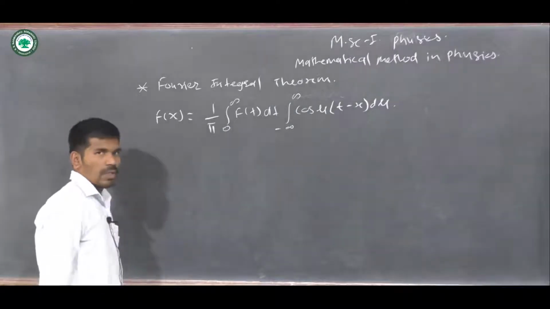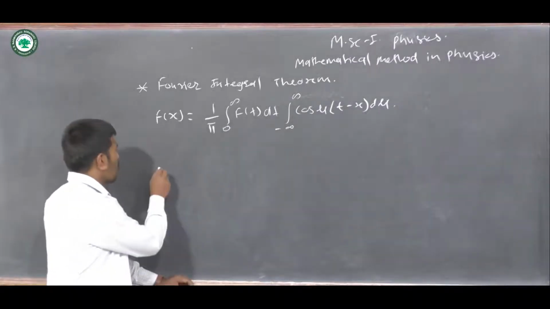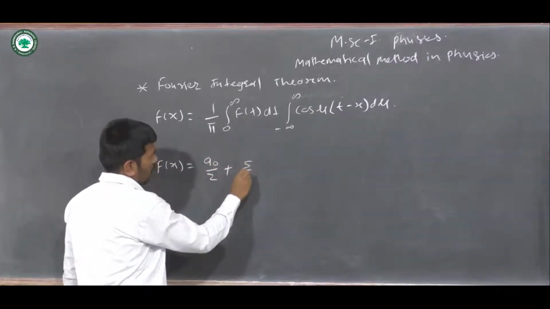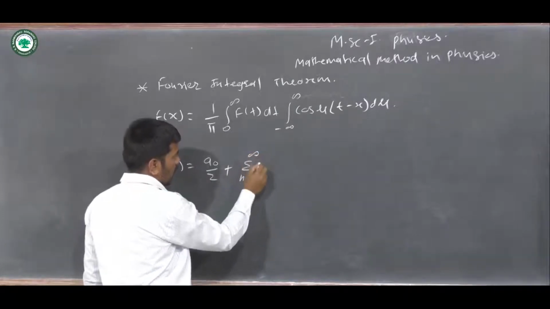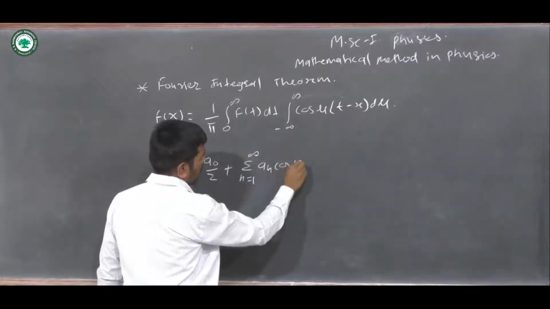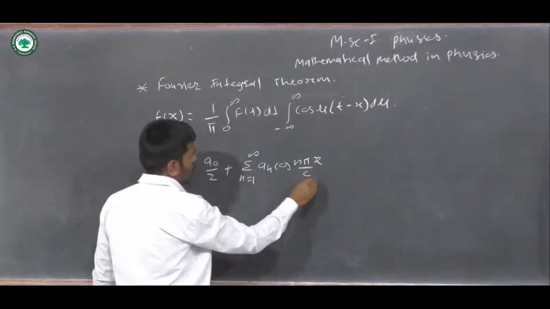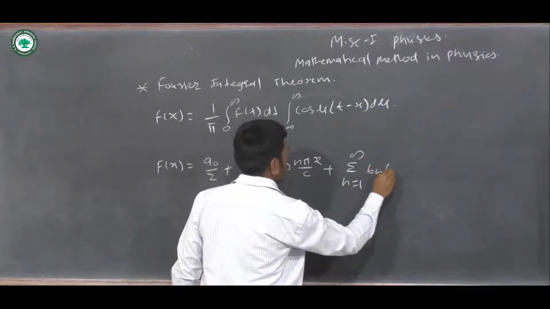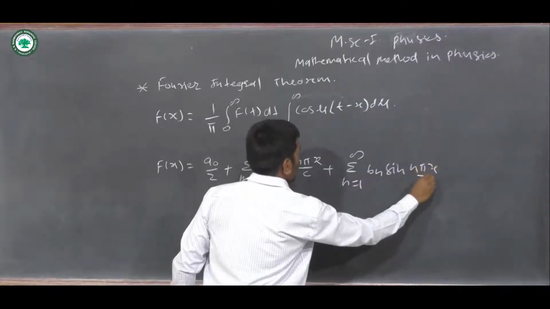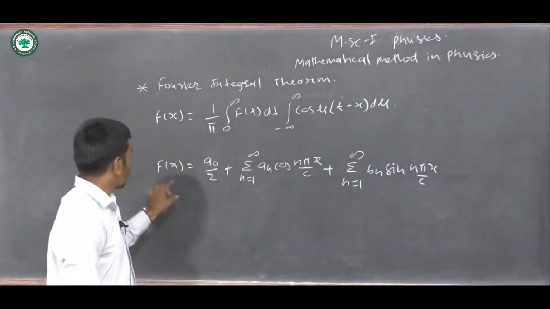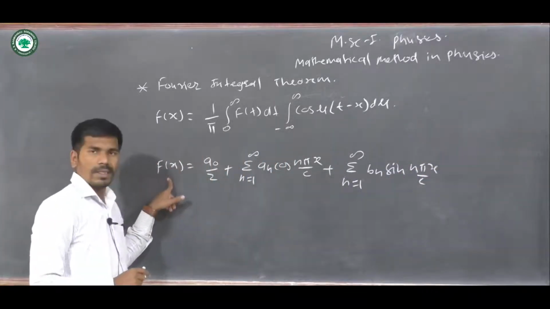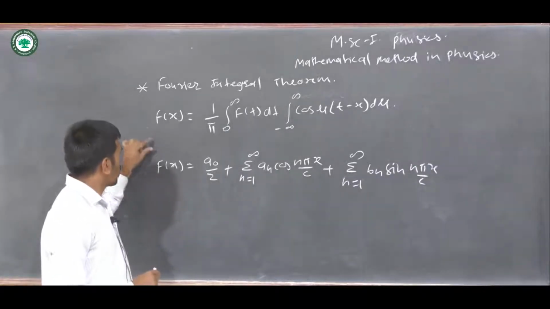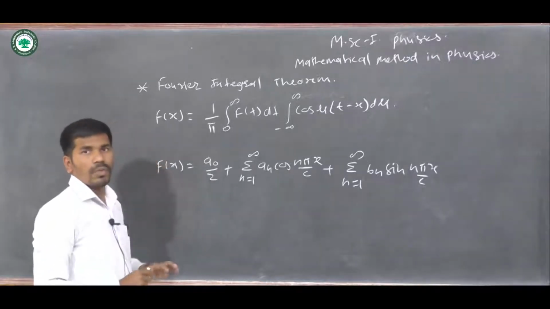So by considering the Fourier series. Okay, so we know the Fourier series, that is f of x is equal to a naught over 2 plus summation n is equal to 1 to infinity a n cos n pi x over c plus summation n is equal to 1 to infinity b n sin n pi x over c. Okay, so this Fourier series we expand for the function if it is periodic, and this Fourier integral we apply for non-periodic functions.